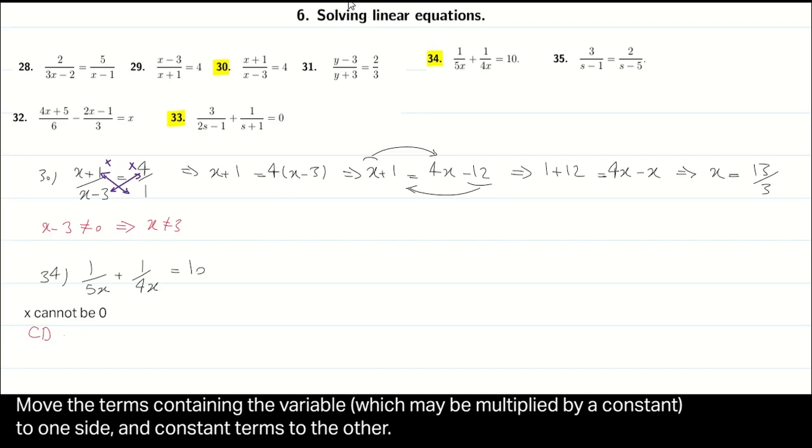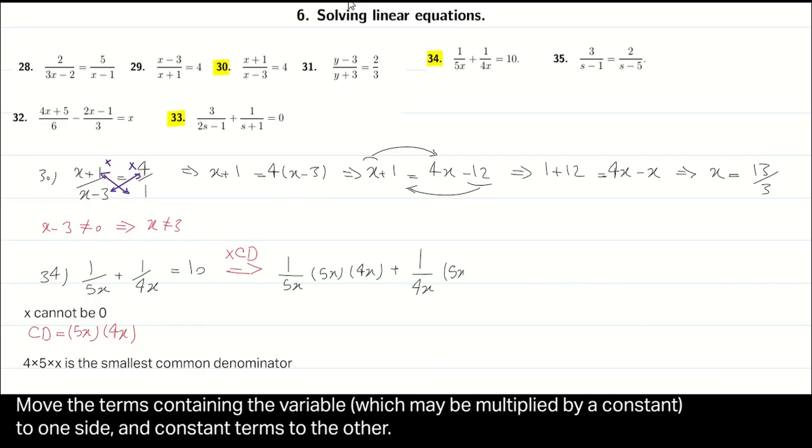So the common denominator would be equal to 5x times 4x, and we have to multiply each of the terms of the equation by this value. So I'm gonna write this as multiplied by the common denominator. So we have 1 over 5x, which is going to be multiplied by 5x times 4x, plus 1 over 4x, which is going to be multiplied by 5x times 4x, is going to be equal to 10, which is again going to be multiplied by 5x times 4x.